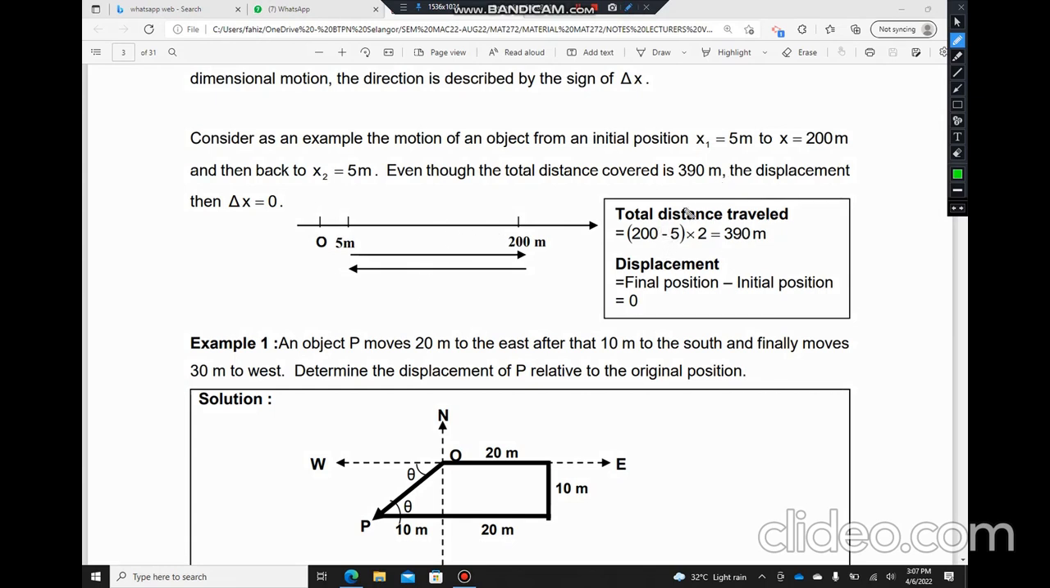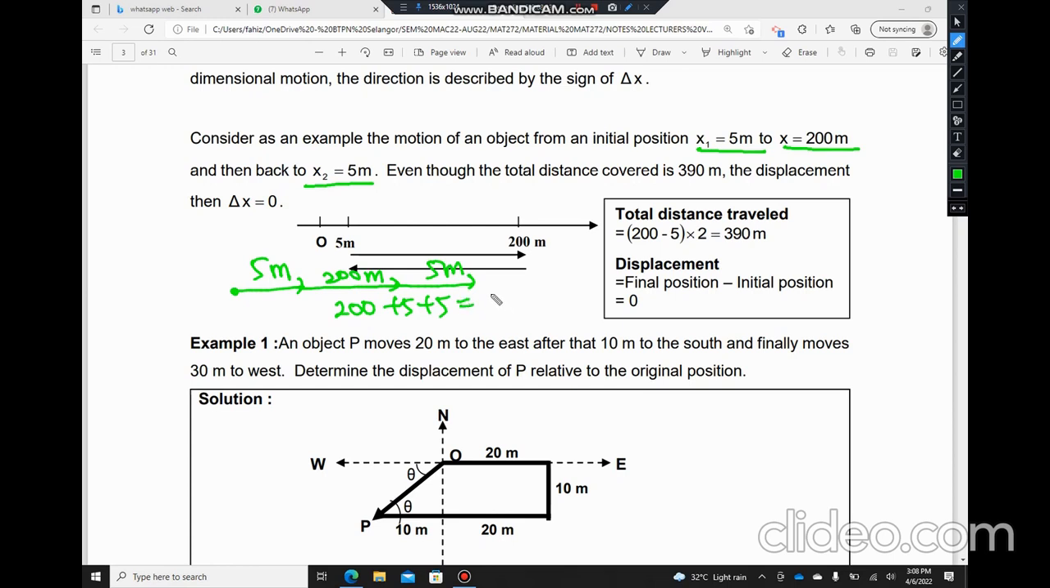Okey, apa beza distance dengan displacement? Dekat sini, dalam kes ni, dia bagi first kedudukan x is 5 meter and then dia bergerak kepada 200 meter and then dia patah balik kepada 5 meter. So, maksudnya pergerakan dia ni dari sini, dia pergi ke 5 meter, and then dia bergerak ke 200 meter. And then dia patah balik kepada 5 meter.